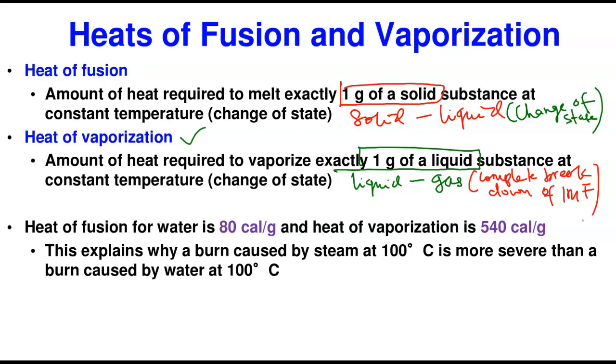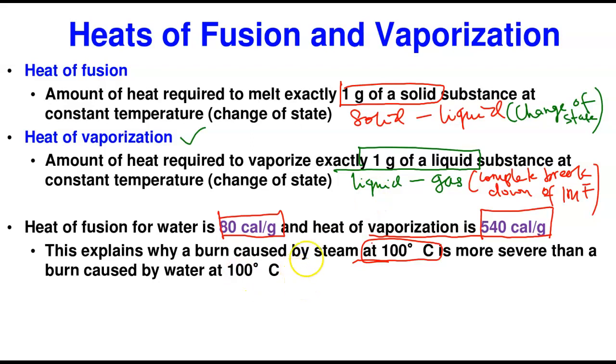And in fact, let's take an example of water. The heat of fusion of water, to change 1 gram of ice to liquid water, you just need 80 calories per gram. However, if you're going to vaporize 1 gram of water to steam, you're going to need 550 calories. And that explains why steam at 100 degrees Celsius is going to cause a more severe burn than water that is boiling at 100 degrees Celsius.